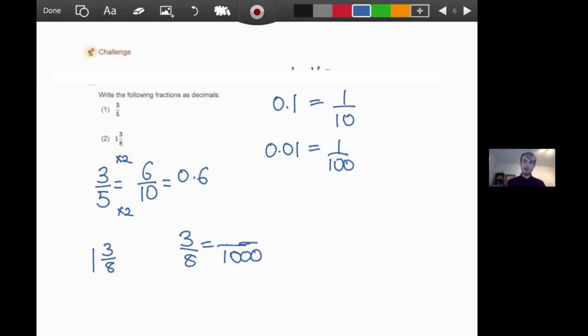Now, that's a bit of a big sum, but that's one of our number pairs that we quite often use. And we know that 8 times 125 is 1,000. So I need to do the same to the top and times by 125. I get 375. Okay, so that's our decimal part, and we had the extra 1. So I've got 1 and 375 thousandths, which is equal to 1.375. And we've done it.